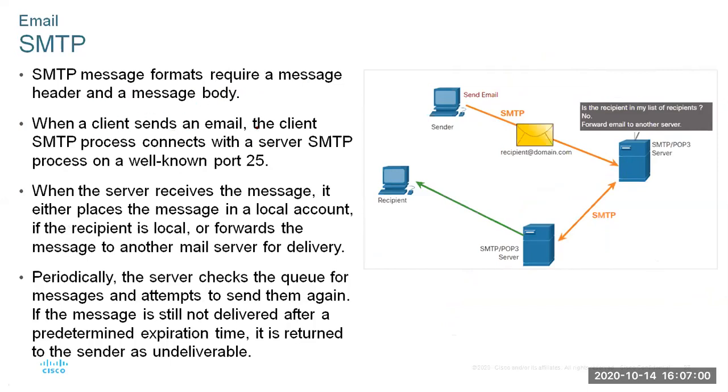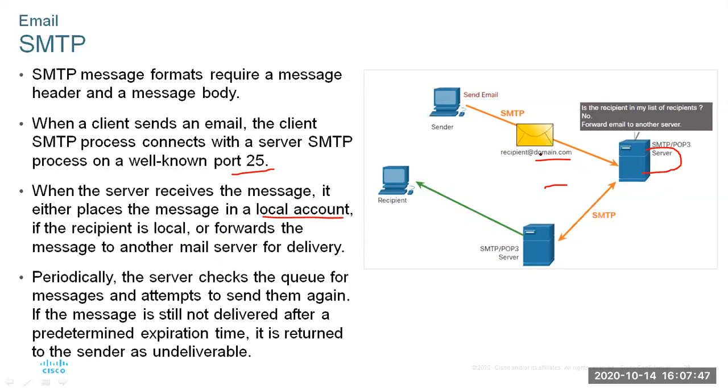So when a client sends an email, the client SMTP process connects with a server SMTP process known in port 25. All right. So when the server receives the message, it either places the message in a local account if the recipient is local, or forwards the message to another mail server. Now, when we say local account, for instance, I have a Gmail, my domain is Gmail, and I am sending another mail, my recipient is also a Gmail holder. That means the message is going to be in a local account. That means from the same server, it just moved from one point to the other.